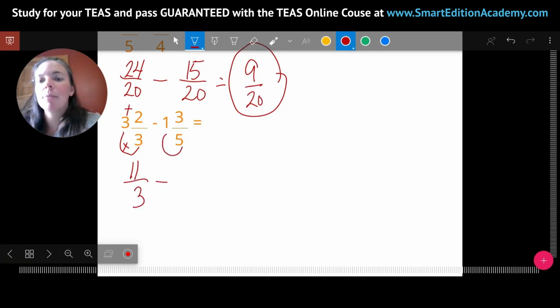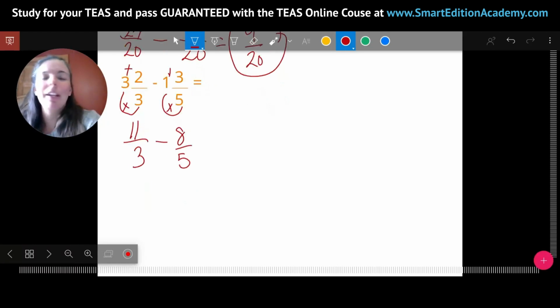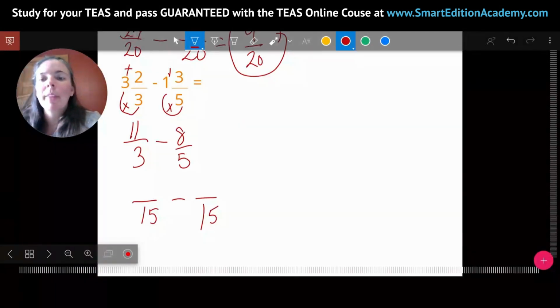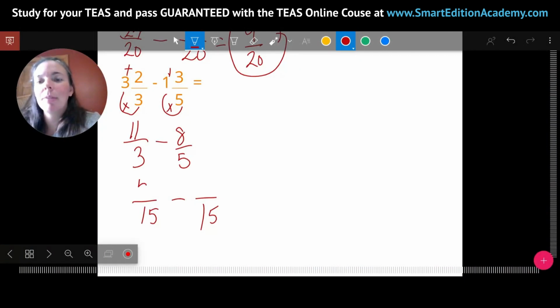Minus 5 times 1 is 5, plus 3 would be 8, so this would be 8 over 5. So now I have two fractions that I just need to get a common denominator for, and then I can solve. So 3 times 5 is 15. 15 is our least common multiple, so that's a great one to choose. 11 times 5 would give me 55, so that's our equivalent fraction. 8 times 3 would give me 24, so that's my equivalent fraction here.